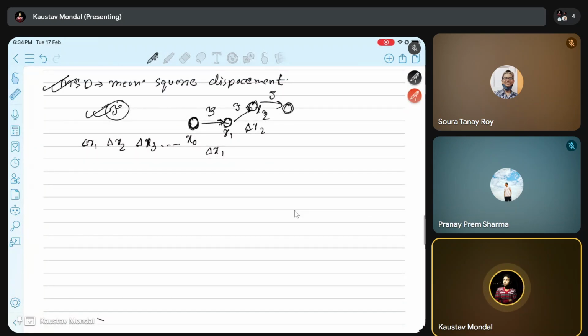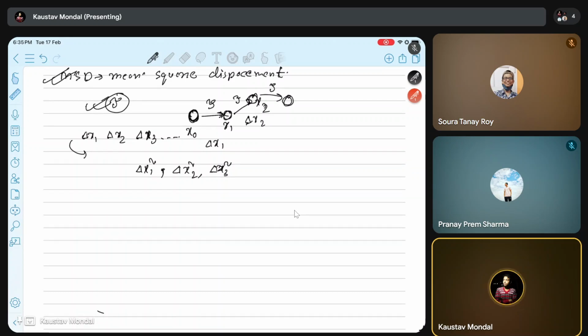So what is the MSD, the mean square displacement? You have calculated the displacements, then you take the square of each displacement: delta x1 square, delta x2 square, delta x3 square. Then you take the mean of it. Let's suppose you have made n observations: delta x1 square plus delta x2 square, up to delta xn square, and you take the average.